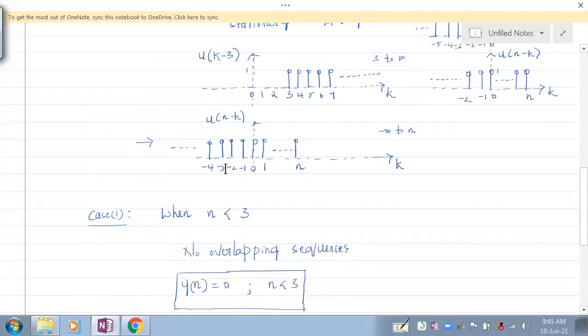From 3 to K? No, from 3 to K there is no overlapping, because this n has just moved here, say, this n comes and stands somewhere here. I know the overlapping starts at 3, and it ends where? I have not told you this n has gone to K. From 3 to n, sir. 3 to n, very good.